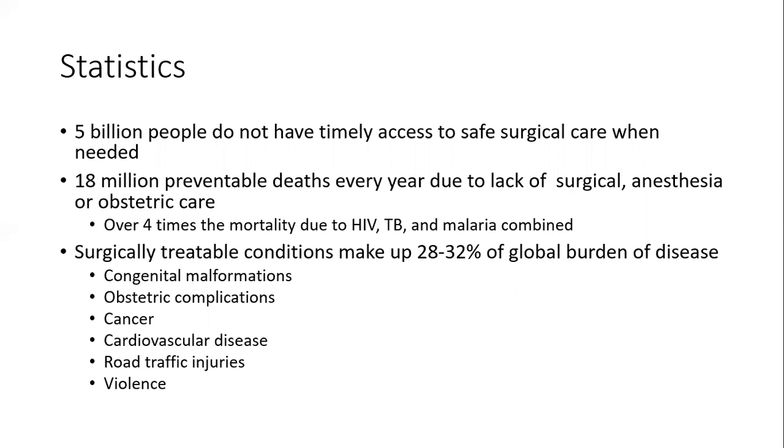Surgically treatable conditions make up 28 to 32% of the global burden of disease. You remember in the last lectures we discussed the global burden of disease and how NCDs make up a huge part of it. Now when we dig deeper and ask what portion of the global burden of disease is treatable with surgery, or requires surgery for treatment, we see that 28 to 32% are surgically treatable. For example, we have congenital malformations, obstetric complications, cancer, cardiovascular disease, road traffic injuries, violence. All of these require surgery. In many cases, if you don't do surgery, you die. So unfortunately, that's how it is.